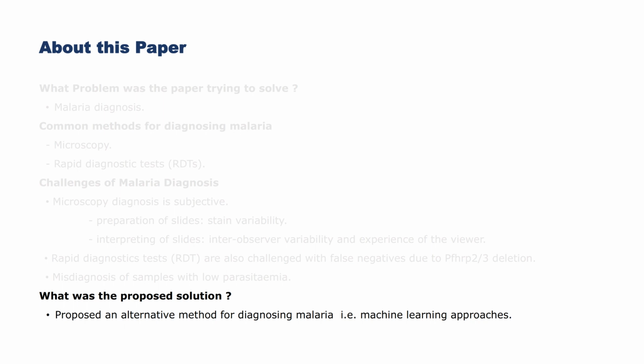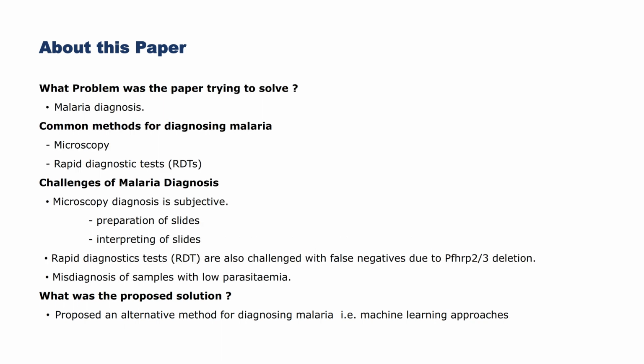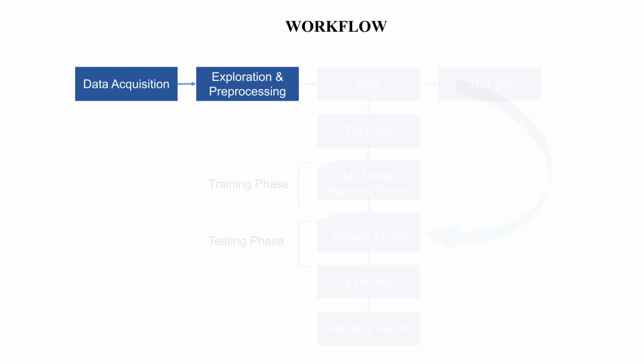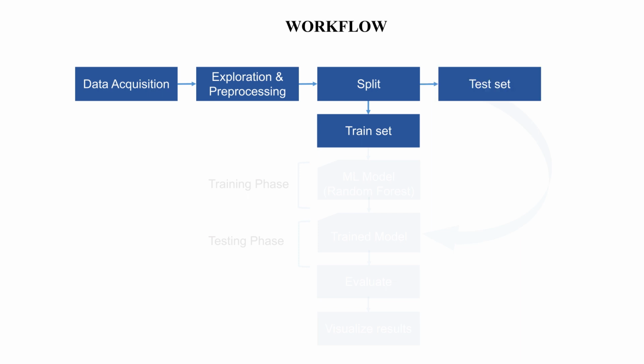The dataset that was used for this study is publicly available, and that is what we are going to use. The machine learning tasks we are going to perform will use this workflow. We are first going to download the data. After that, we explore, clean and preprocess the data. The cleaned and preprocessed data will be split into two, i.e., training and test sets.